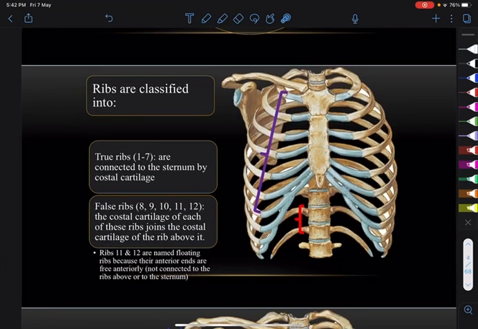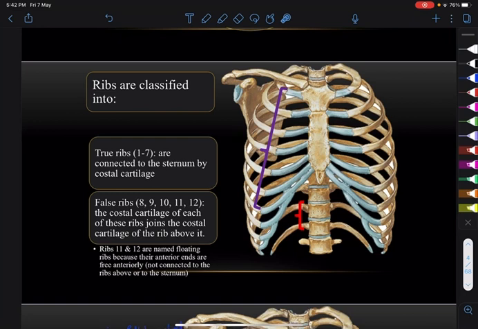نبدأ بالribs. Okay. Ribs are classified into true ribs and false ribs. The true ribs اللي هم ribs 1 to 7: 1, 2, 3, 4, 5 and 6 and 7. True يعني في true connection, directly connection between the rib and the sternum. Okay. So they are connected to the sternum by a costal cartilage.